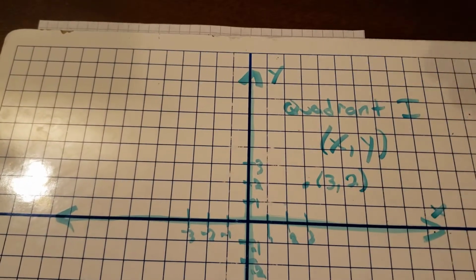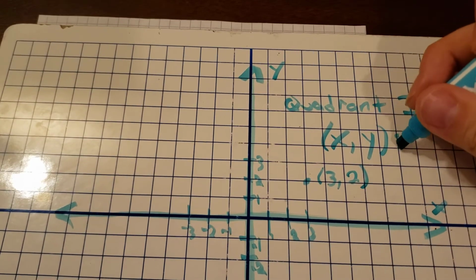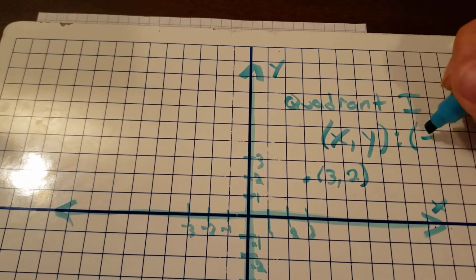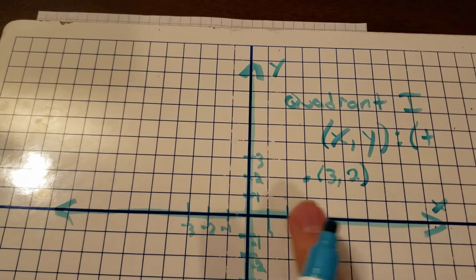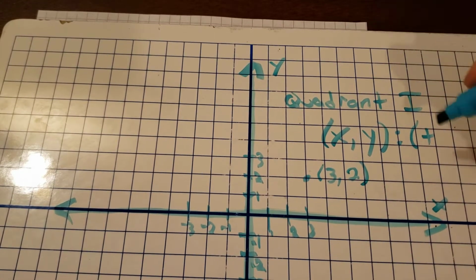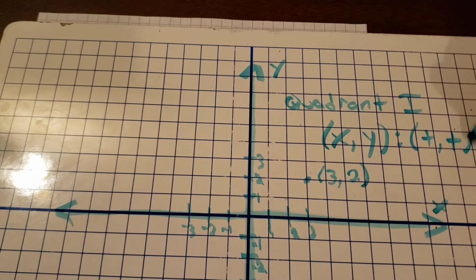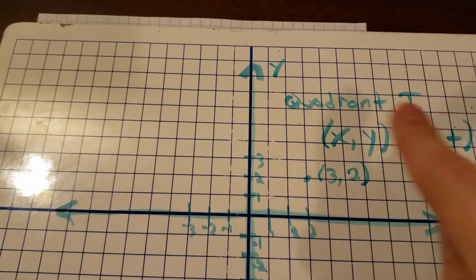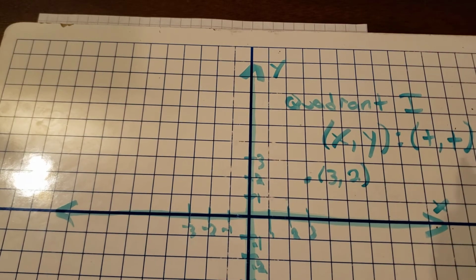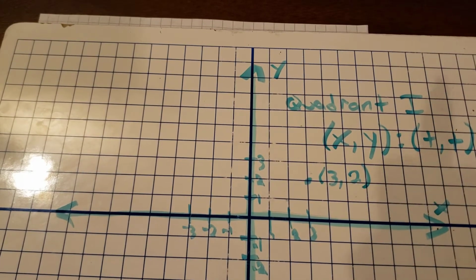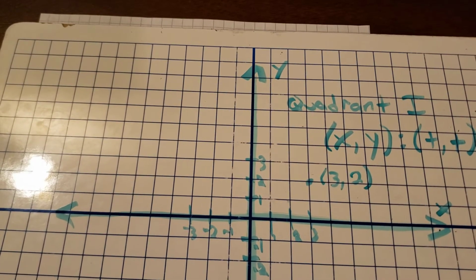Top right is quadrant 1. Our X and Y values are both positive. So no matter what, our X values here are always going to be positive, and our Y values are always going to be positive. So quadrant 1 is identified as having positive X and positive Y values. That's the way it always is.